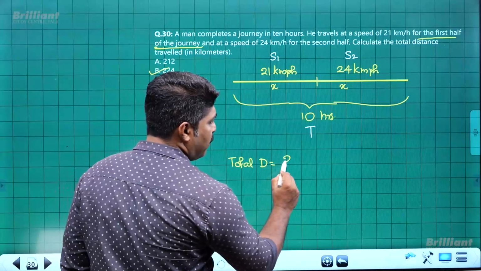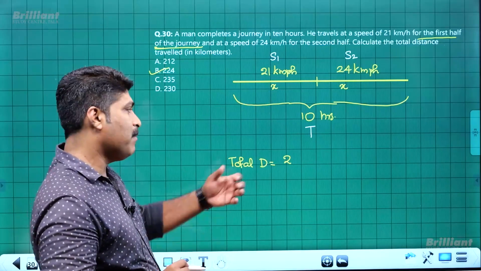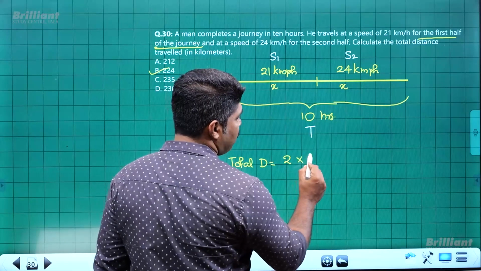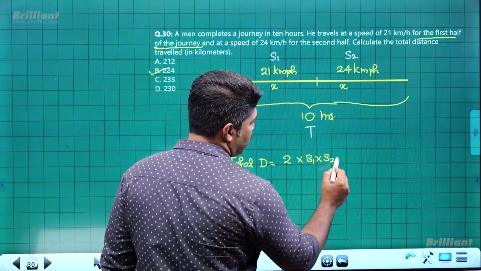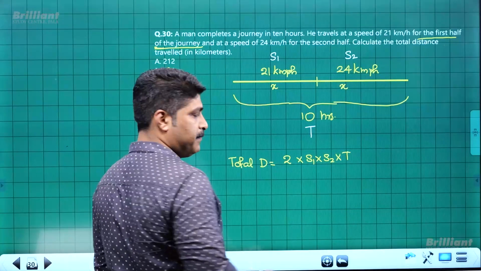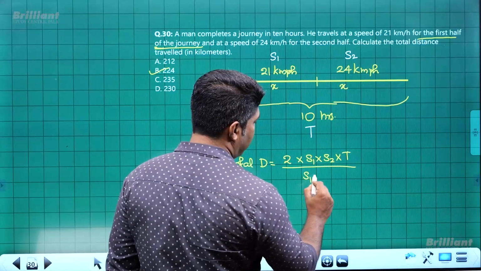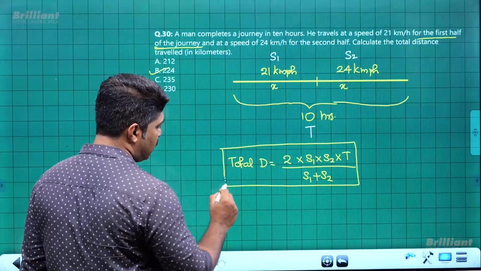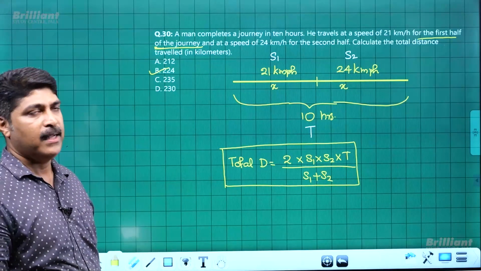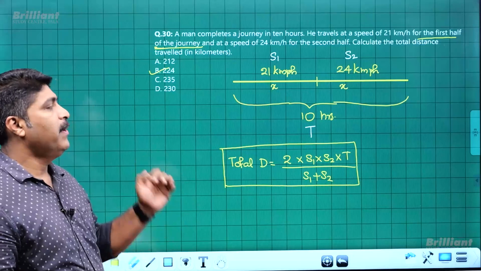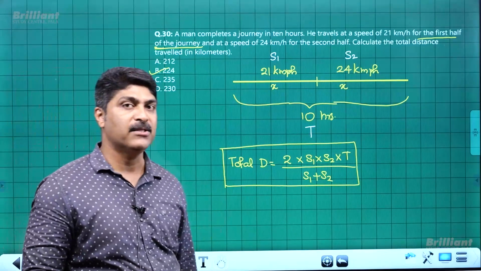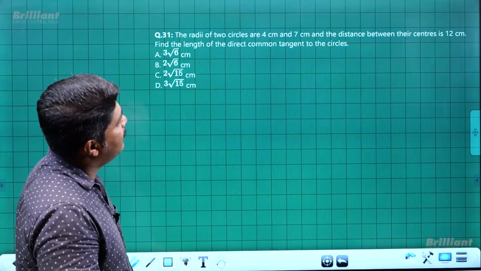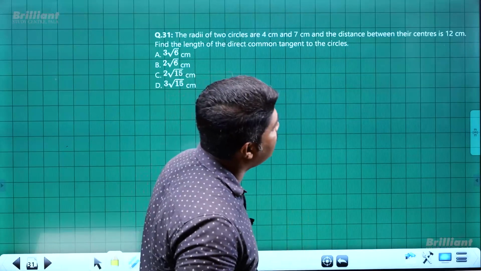Here the total distance we can write directly. Don't forget, normally we found 2x. So we are applying 2 into S1, speed 1, into speed 2, into total time T, divided by speed 1 plus speed 2. So this is a very useful result in such a type of question. Note it down. It's a very important one: 2 into S1 into S2 into T divided by S1 plus S2. Clear?